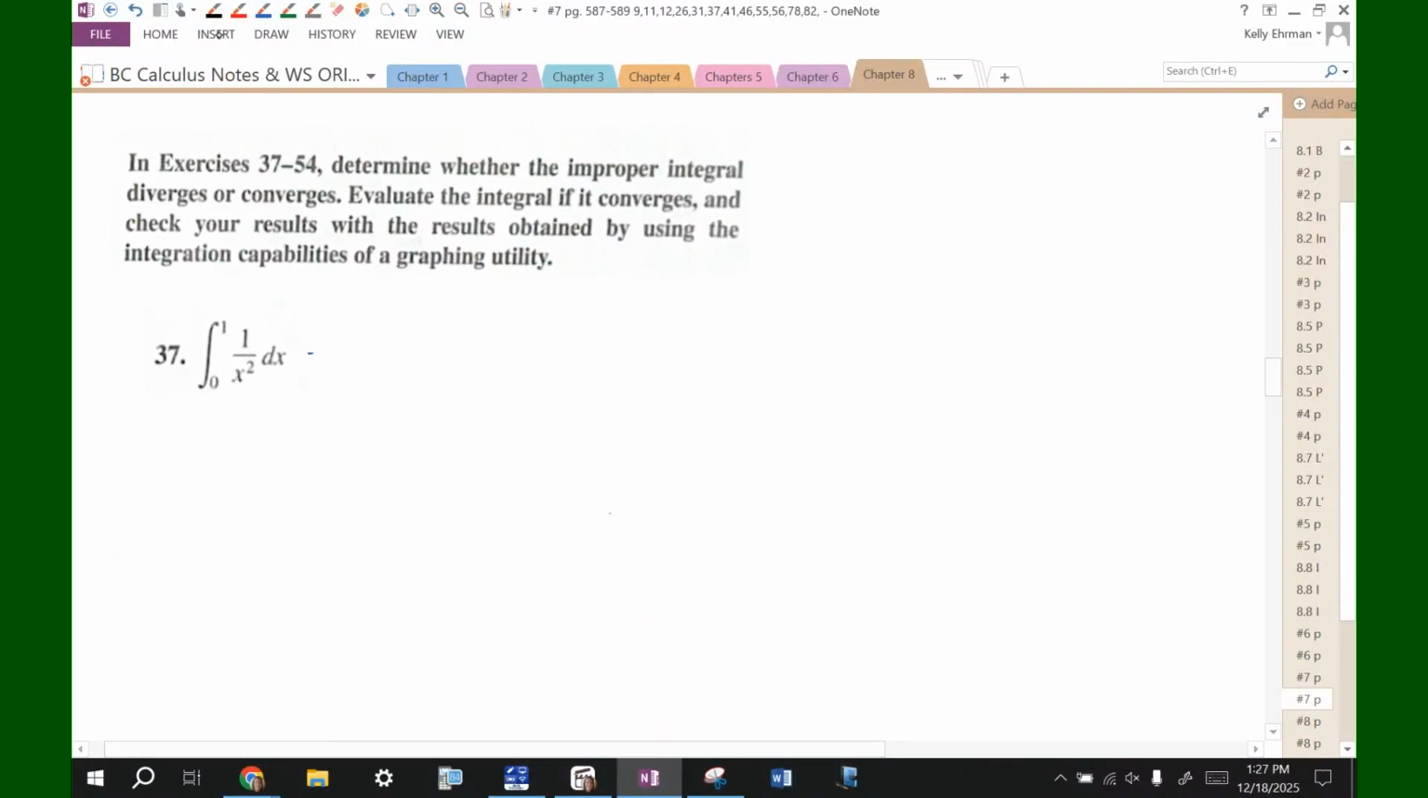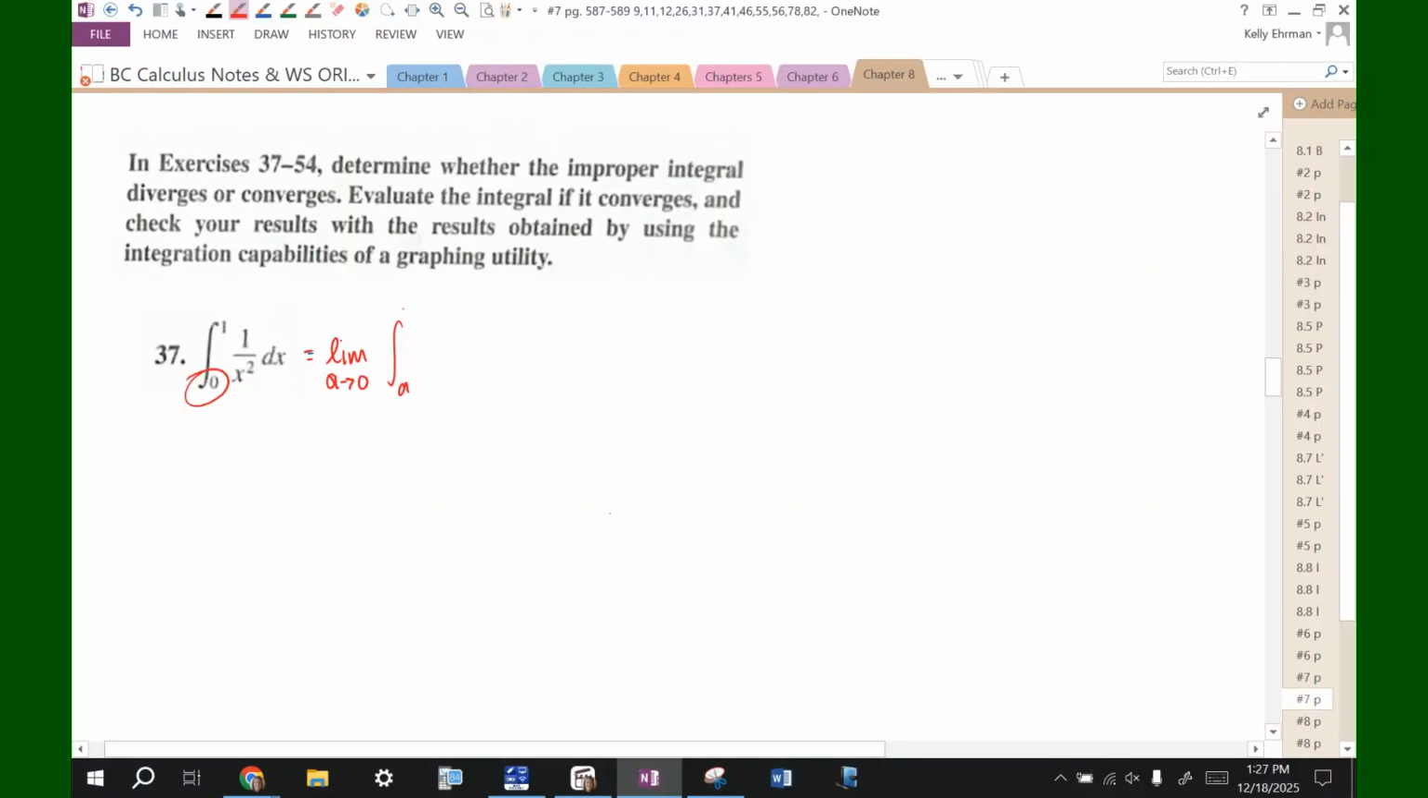Determine whether the improper integral diverges or converges. Evaluate the integral if it converges. And check your results with a graphing utility. I don't know that I'm going to do that, but we'll see. So again, this is not a p integral because we're not going to infinity. We're just going to 1. So go ahead and use your limit notation. The issue here is 0.